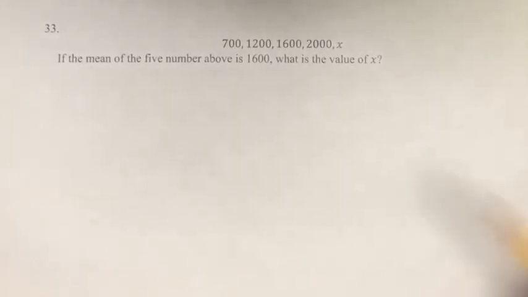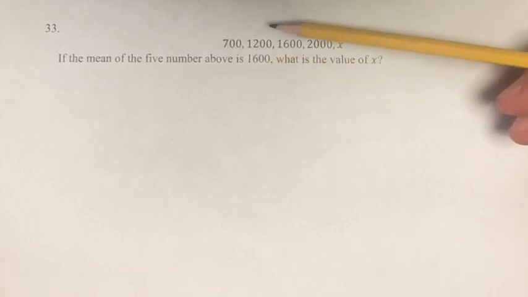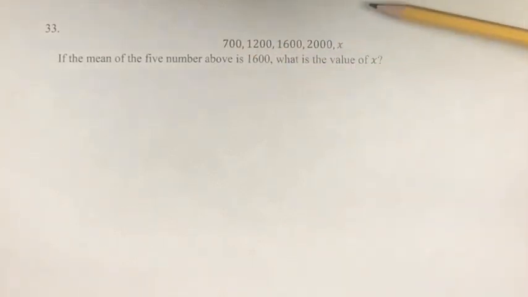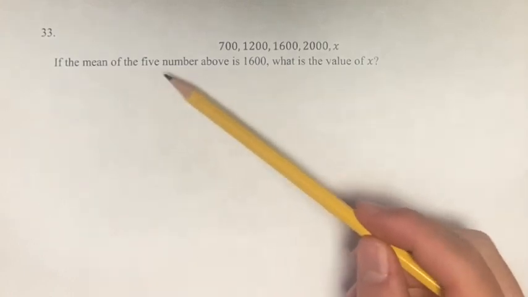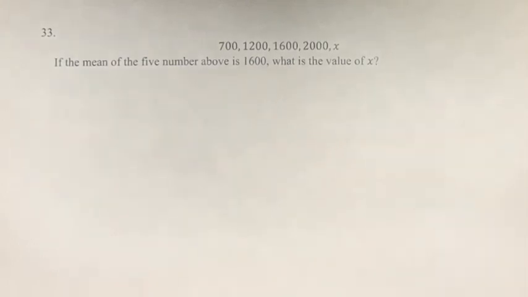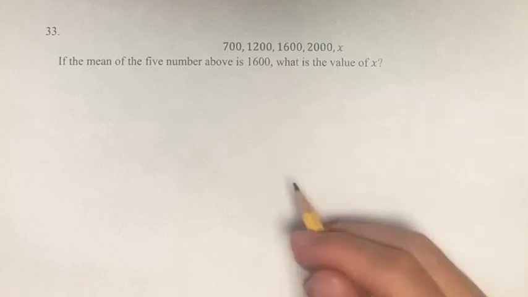In this problem, we're given 5 numbers: 700, 1200, 1600, 2000, and x. And we're asked, if the mean of the 5 numbers above is 1600, what is the value of x? So how do we calculate the mean?